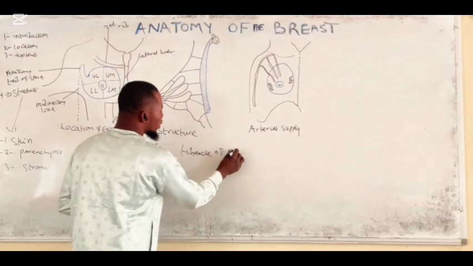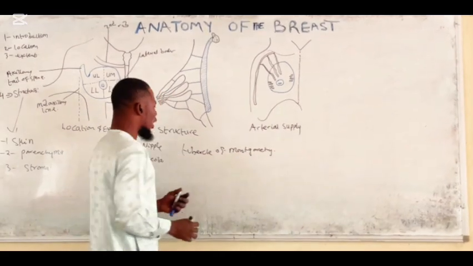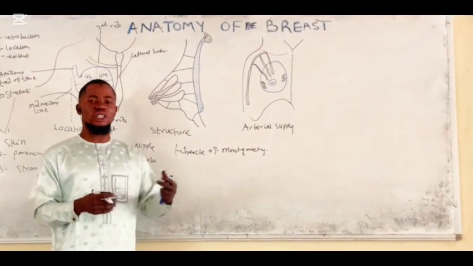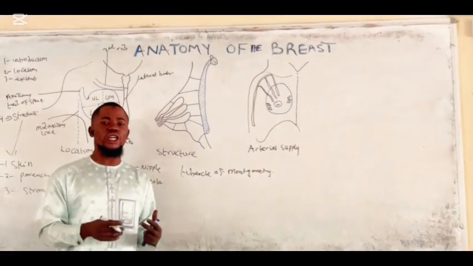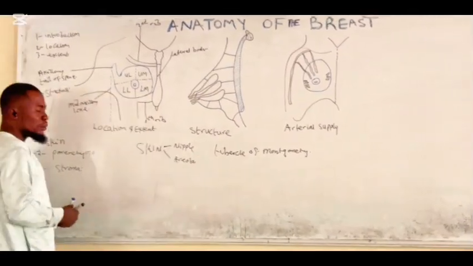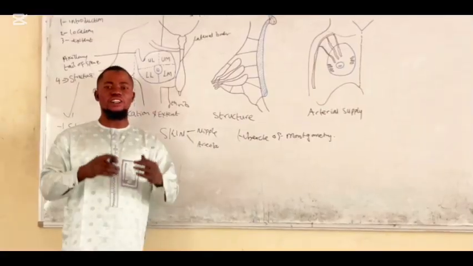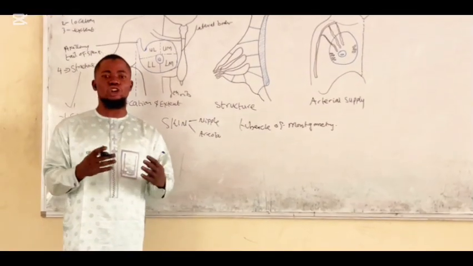Tubercle of Montgomery is an enlarged, modified sebaceous gland which is seen during pregnancy. The next is the parenchyma. The parenchyma is also called the mammary gland proper. It is responsible for milk production.